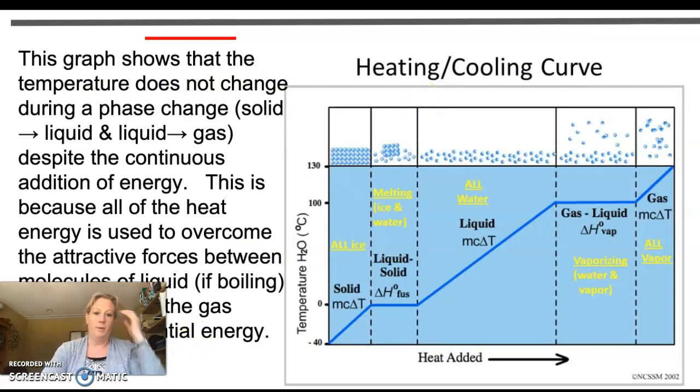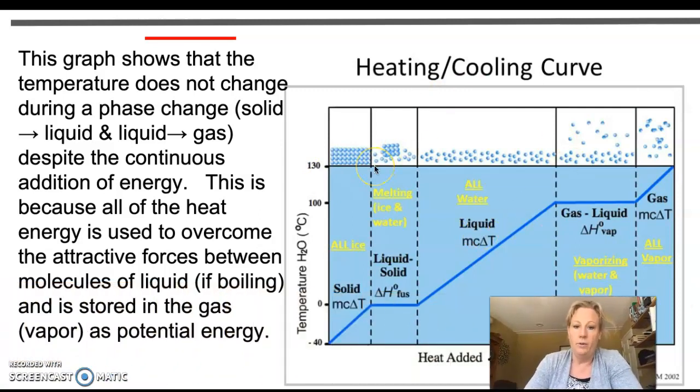So here's another picture of what we were just being shown, and it's just showing you that going from the solid, once it's at the melting point, the temperature isn't changing. And why is that? This is because all of the heat energy, so this would be like if we were continually heating something with the sun or with a burner, hot plate, all of the heat is being used to overcome those attractive forces between the molecules of the solid, or to break those IMFs. And then it's stored in the liquid.